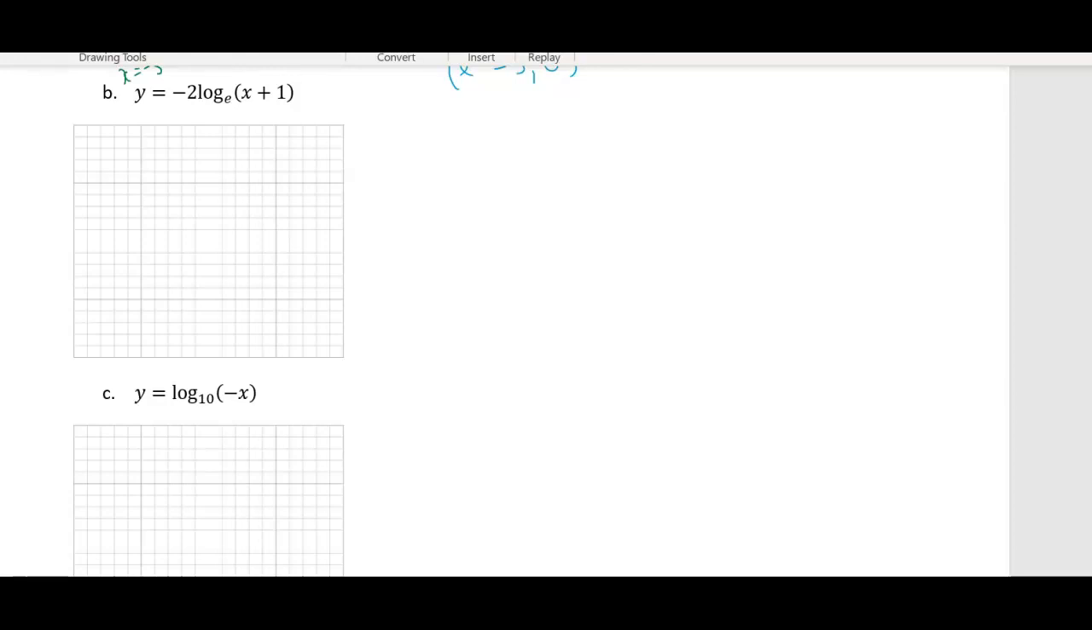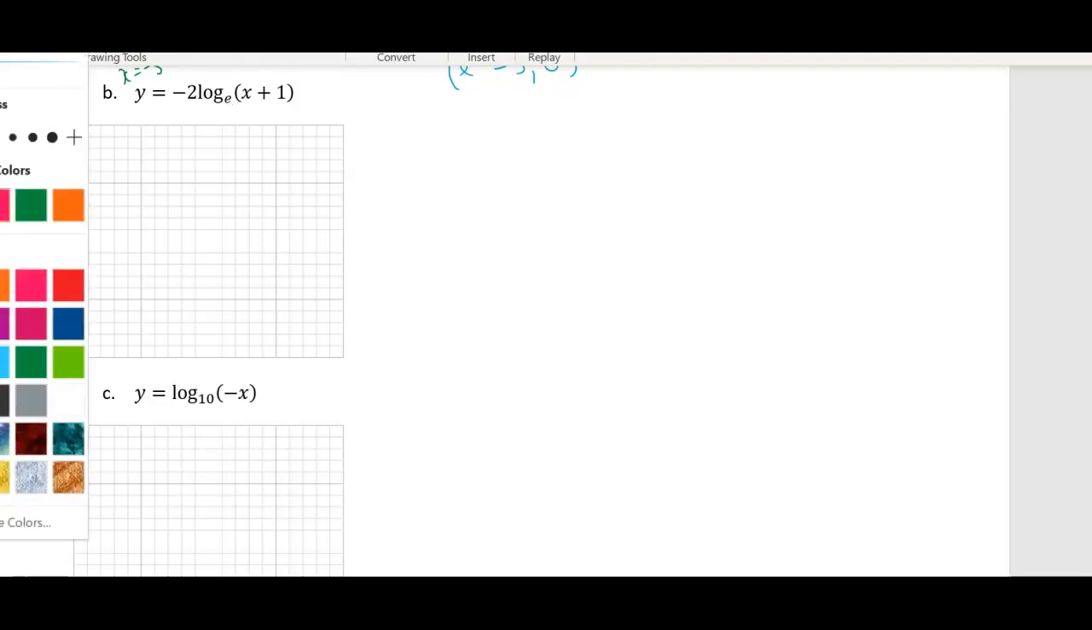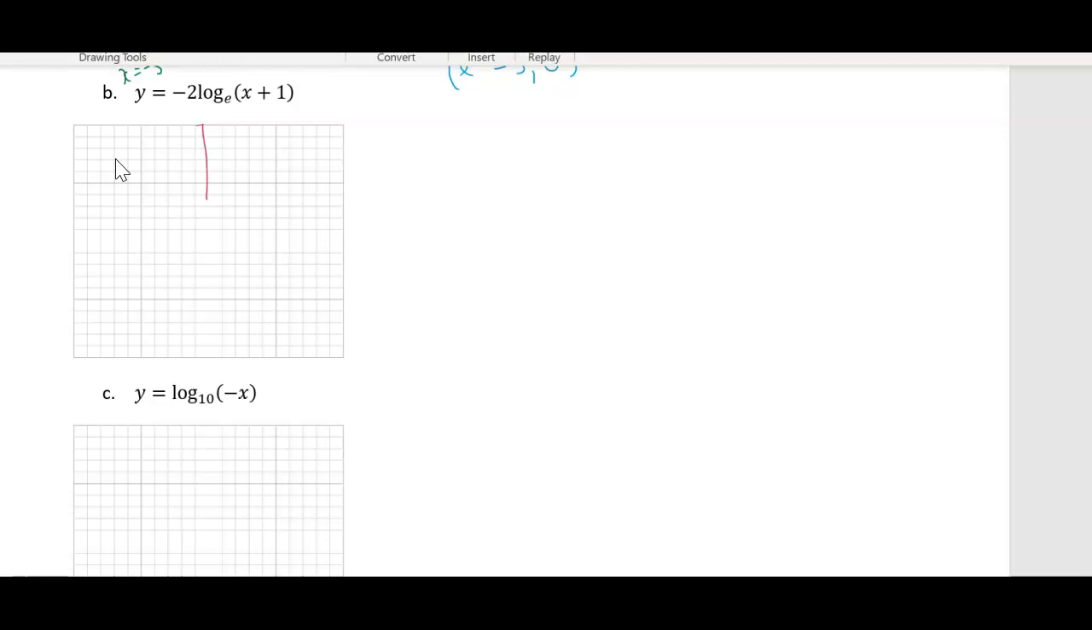All right, so your asymptote, actually let's sketch our axes first. All right, then we'll put our asymptote in green. So it's gone to negative 1.